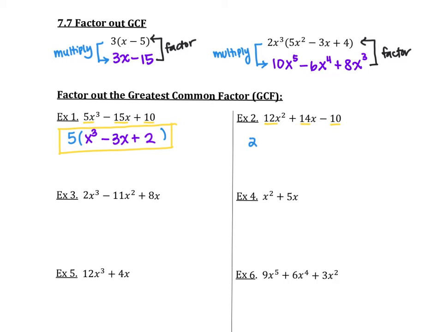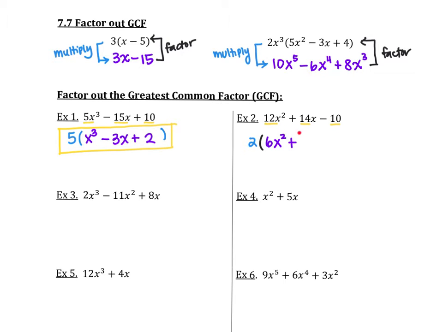Let me check and see if they have any variables in common. This has x squared. This has x. This has nothing. So I'm not going to worry about the x's. Okay. Now I'm going to factor out the 2. And I'm going to think 2 times what will give me 12x to the second. Well, 2 times 6 gives me 12. 2 times 6x to the second gives me 12x to the second.